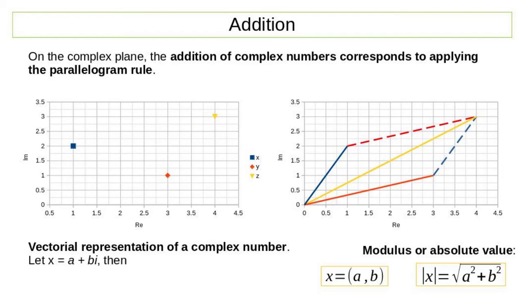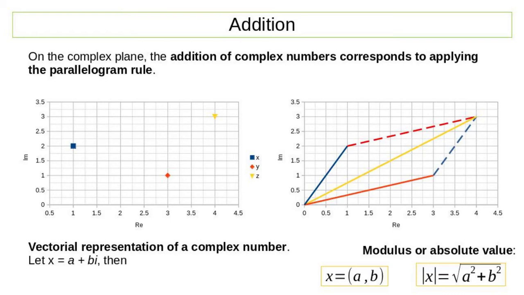If you represent the addition of two complex numbers graphically on the complex plane, you will notice that addition corresponds to applying the parallelogram rule with vectors. Let's consider again our complex numbers x, y and z, where z is the sum of x and y. If you represent those numbers as vectors on the complex plane, you'll see that the vector z is the diagonal of the parallelogram built with the vectors x and y, as you see in the figure on the right.